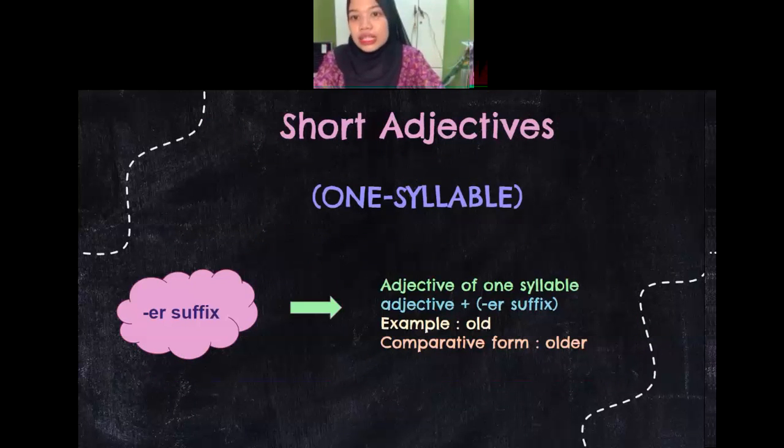So let's take a look at the short adjective. Okay, for the first section, we are going to learn about one syllable short adjective. In this one syllable adjective, the rule is to add the er suffix at the end of the adjective word. For example, old. When we transform it to comparative form, it becomes older.